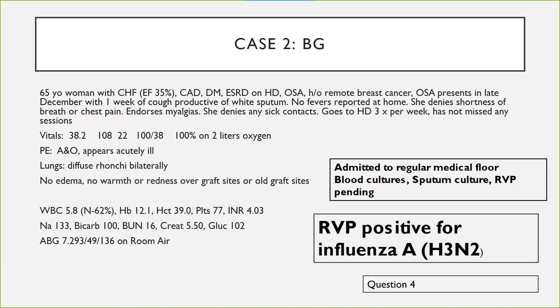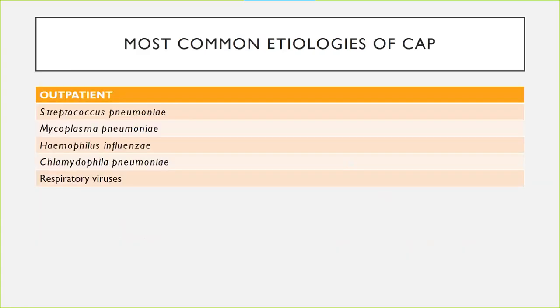So her RVP did come back positive for influenza A, and I think she ended up being treated for both community-acquired pneumonia and influenza. The most common etiologies of community-acquired pneumonia are strep pneumo, mycoplasma, Haemophilus influenzae, chlamydophila, and the respiratory viruses. Strep pneumo is the easiest to cultivate. We think of the other ones as the quote-unquote atypical pathogens because they're difficult to grow in the lab and more difficult to diagnose.